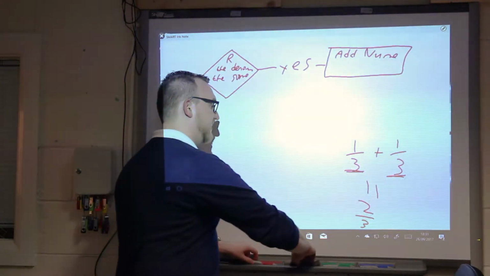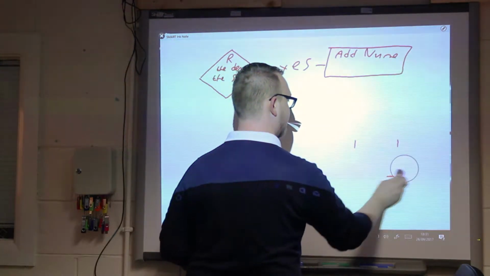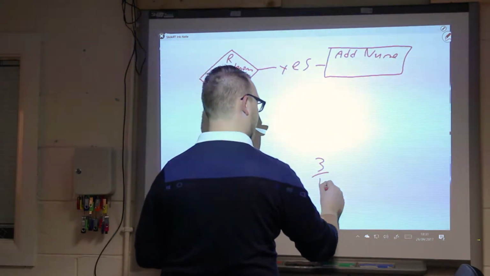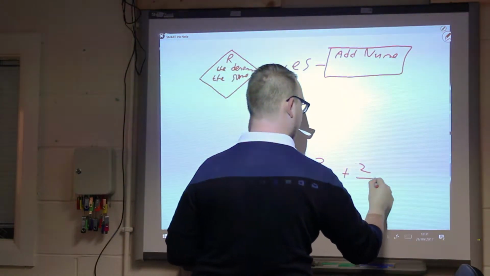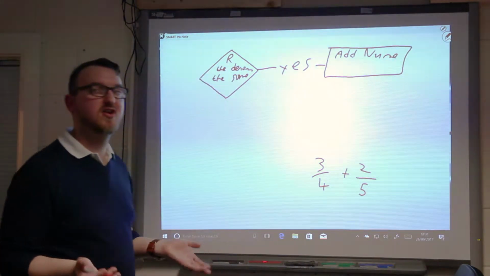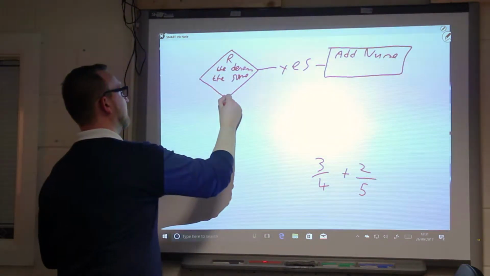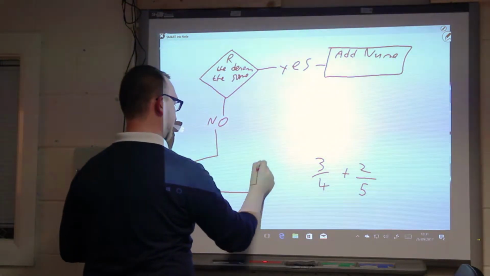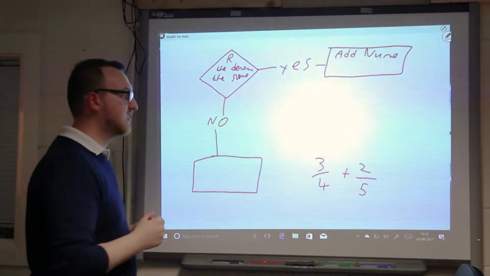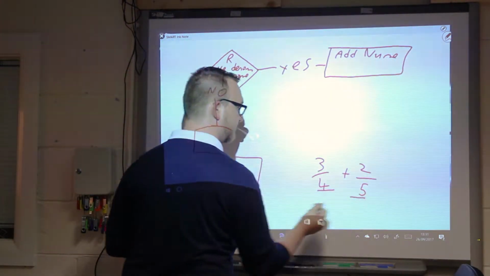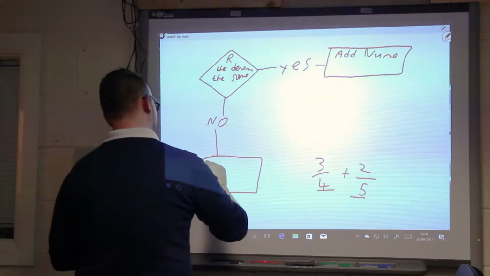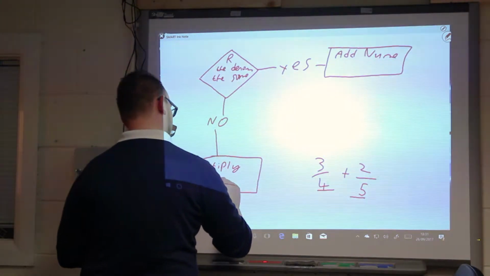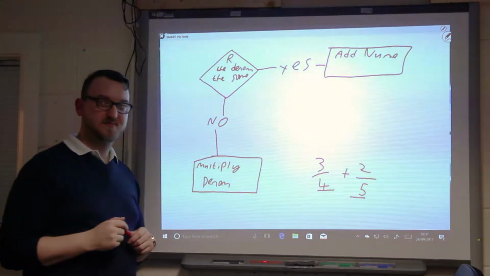Now what if we're given something slightly different? What if we're given something more like 3 over 4 plus 2 over 5? Well, you can see quite clearly that the denominators aren't the same, so now we need a different flow. So no. The process for that is we multiply the denominators together. Okay? So we multiply denominators.